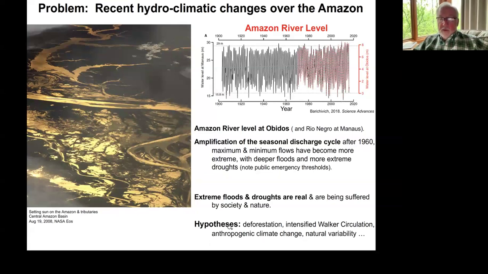I mean, we have hypotheses, science does, for why this is happening. One is deforestation, unfortunately, that's probably part of it. Intensification of the Walker circulation, which is part of the El Nino Southern Oscillation, that seems to be happening. Anthropogenic climate change, that's certainly happening. That's no doubt contributing. And then natural variability. I mean, this is only a 100-some-odd-year long record, so certainly it's not representative of a mighty river like the Amazon for the past millennia. And so that's one reason we study tree rings, to try to get a better handle on that.